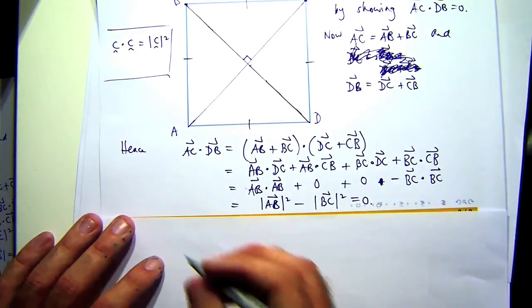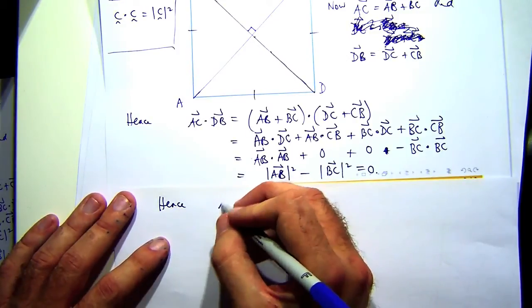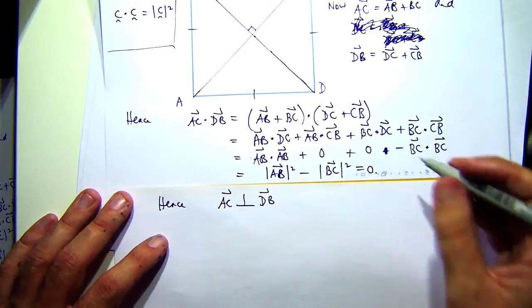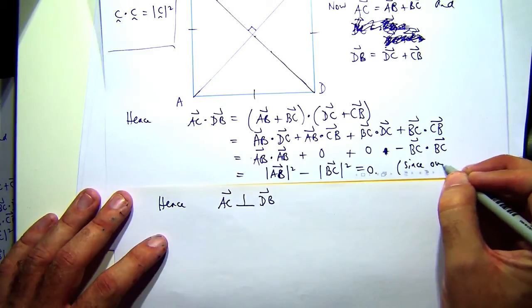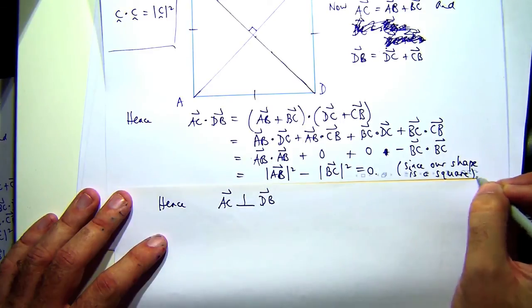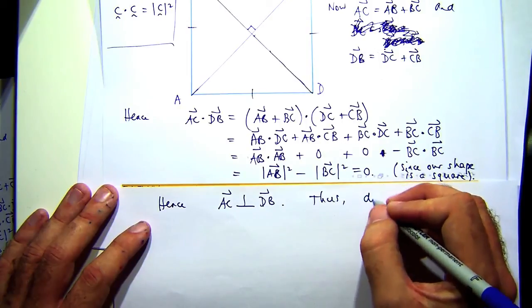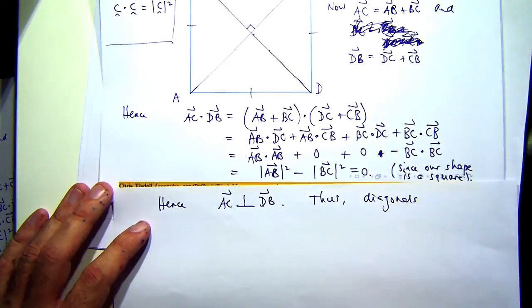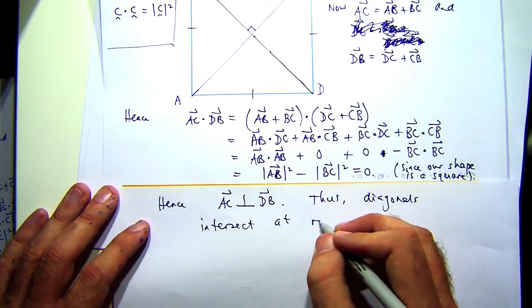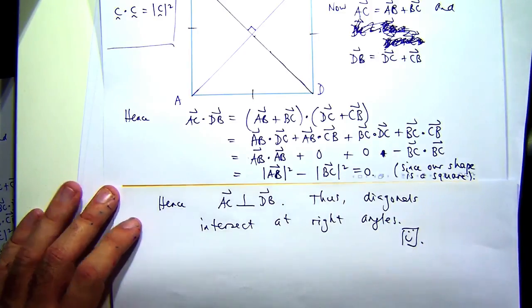So we would conclude, hence, AC really is perpendicular to DB. Thus, the diagonals intersect at right angles. That's it.